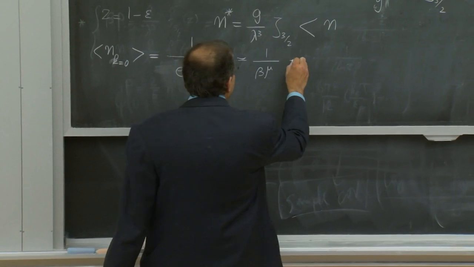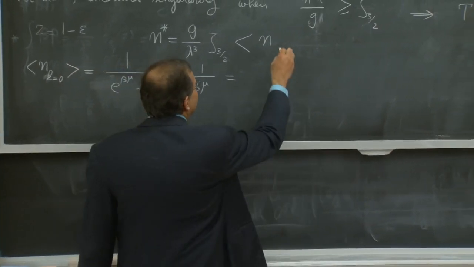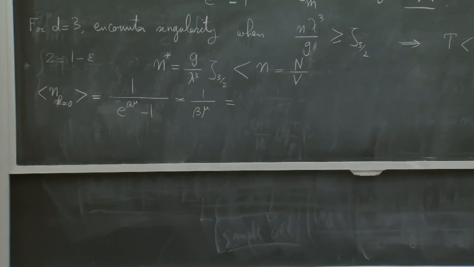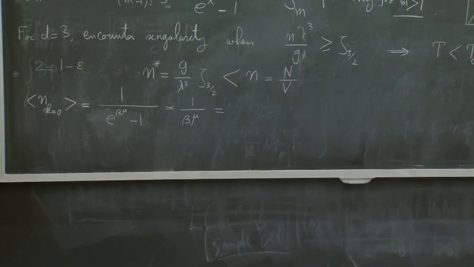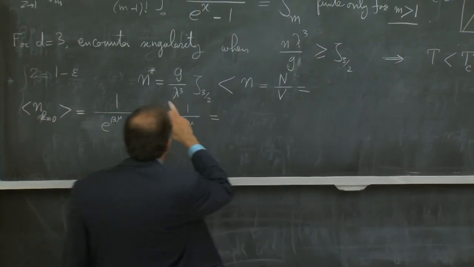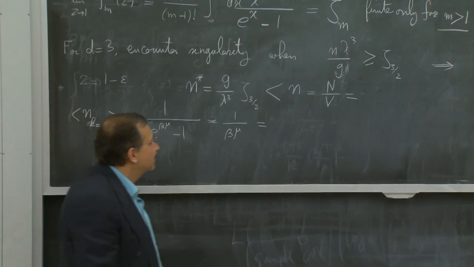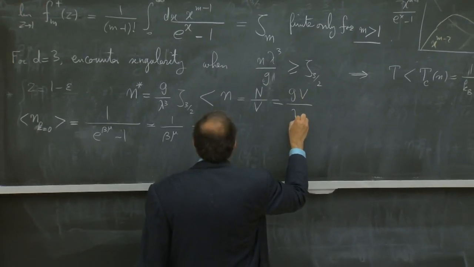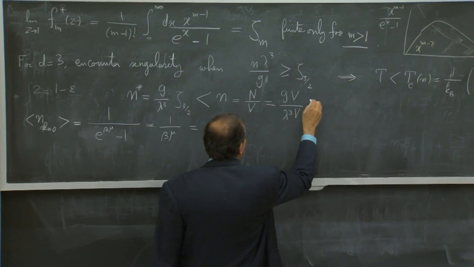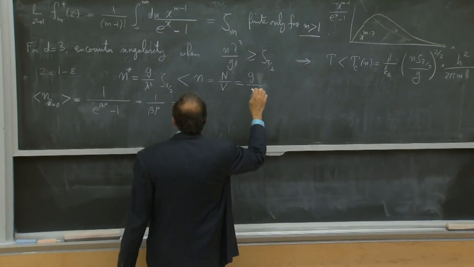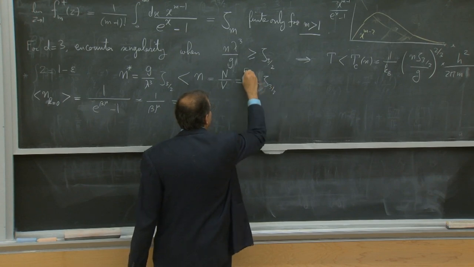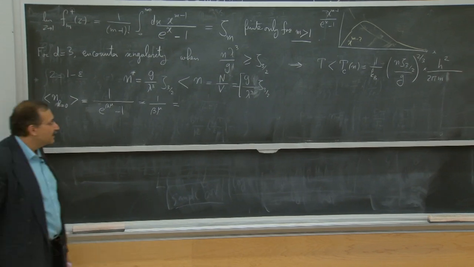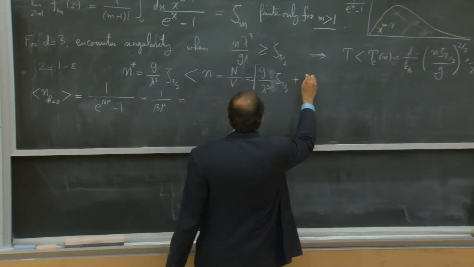So how much do I have to put here? So this n is the total number of particles divided by volume. And so this is going to be this quantity n star, which is g v over lambda cubed divided by volume. Well, let's write it in this fashion. g over lambda cubed zeta of 3/2. And then whatever is left over. And the leftover I can write as n zero.